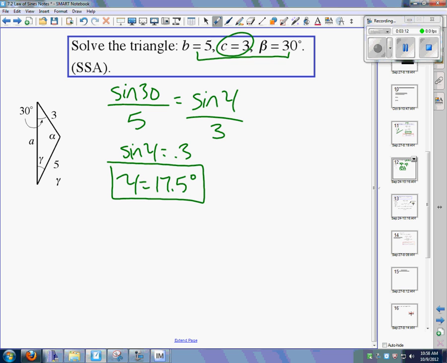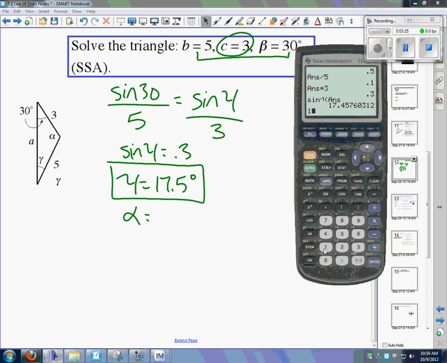Now, before we check for that second triangle, let's just solve everything else here for this triangle that we know. So we know beta, we know lambda. Let's easily find alpha. So again, we can use that shortcut, 180 minus 17.5 minus 30 degrees. That means alpha is going to be 132.5.